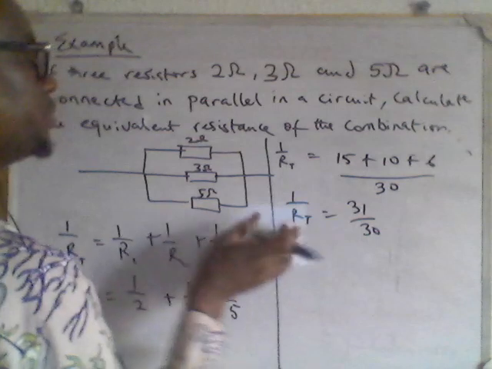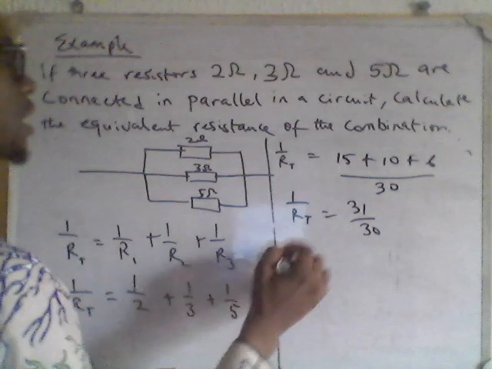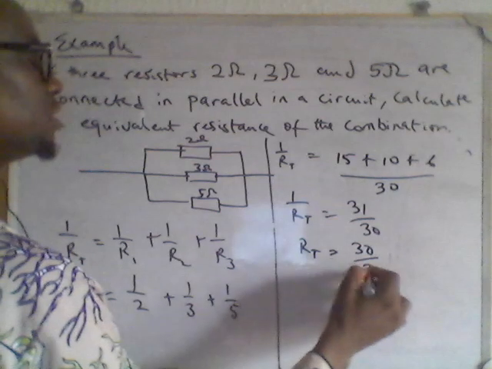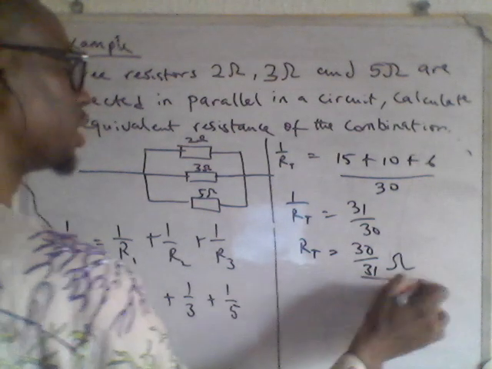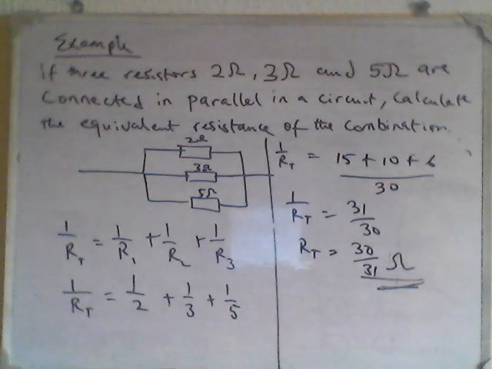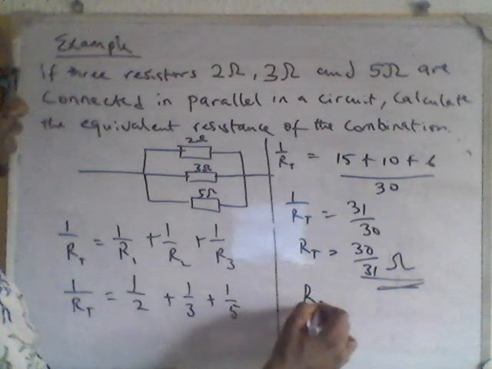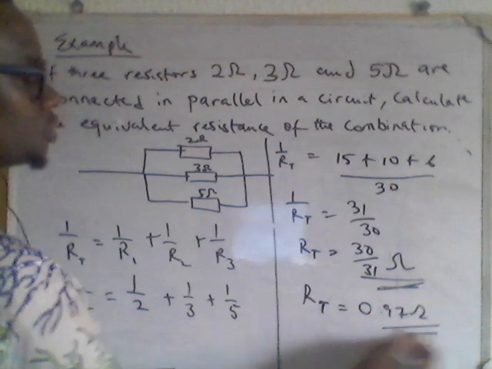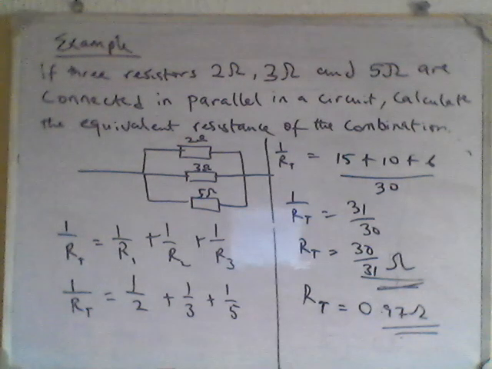So when you flip it, you flip RT and 1, and you flip the other one, it is 30 over 31. This is the equivalent resistance. By the time you compute, you actually have it as 0.97 ohms. That's the answer. So it's as easy as we can see.